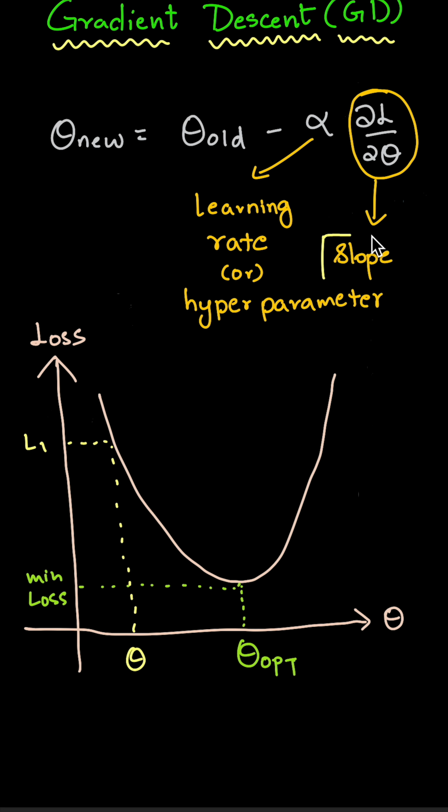If you see, the slope at this particular point will be negative. That is the reason it will add something to the previous theta value, and then it will move towards the theta optimal. This is the working of gradient descent.